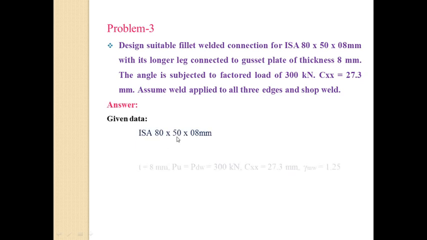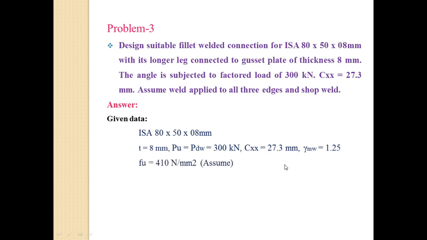Angle section is given 80 by 50 by 8 mm. Thickness of gusset plate is given, that is 8 mm. Factored load is given, that is Pdw or Pu is equal to 300 kilonewton. Okay, CG along x-axis is given, that is 27.3 mm, and gamma mw is equal to 1.25, that is shop weld. Here plate strength is not given. Okay, ultimate strength of plate, so we are assuming that is 410 Newton per mm square.